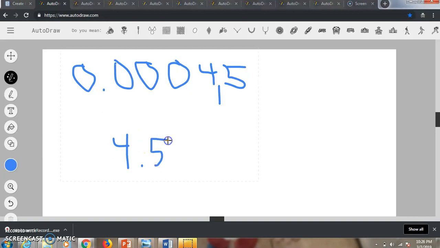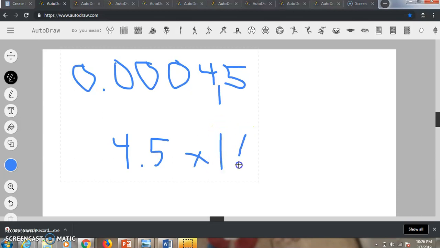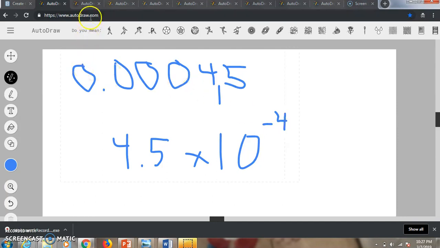4.5. And then you would need to go times 10. And then you would need to count the spaces to take the decimal from this spot here back to its original spot. So you go to the left, and if you're taking the decimal back to the left, this will be a negative exponent. So you go 1, 2, 3, 4 to the left. So this would be 4.5 times 10 to the negative 4.